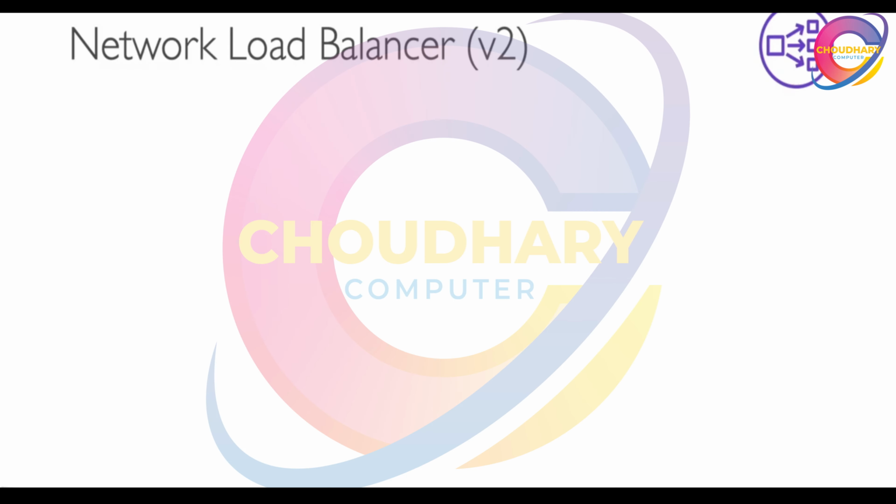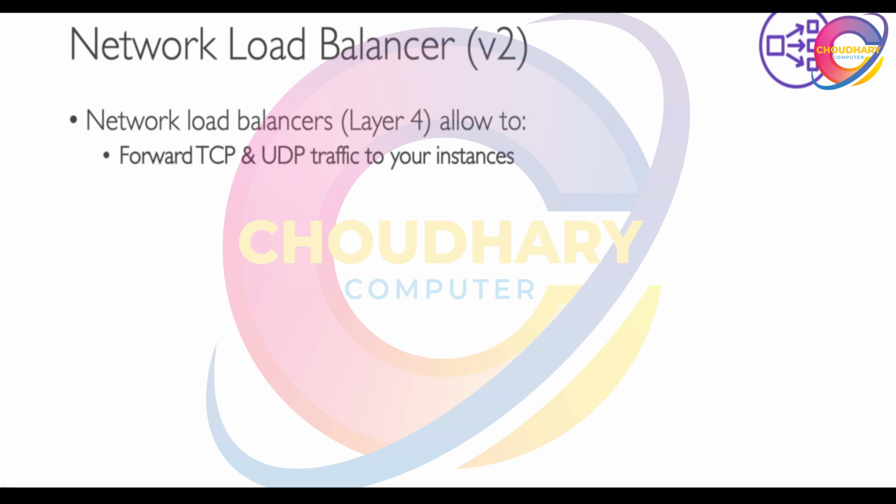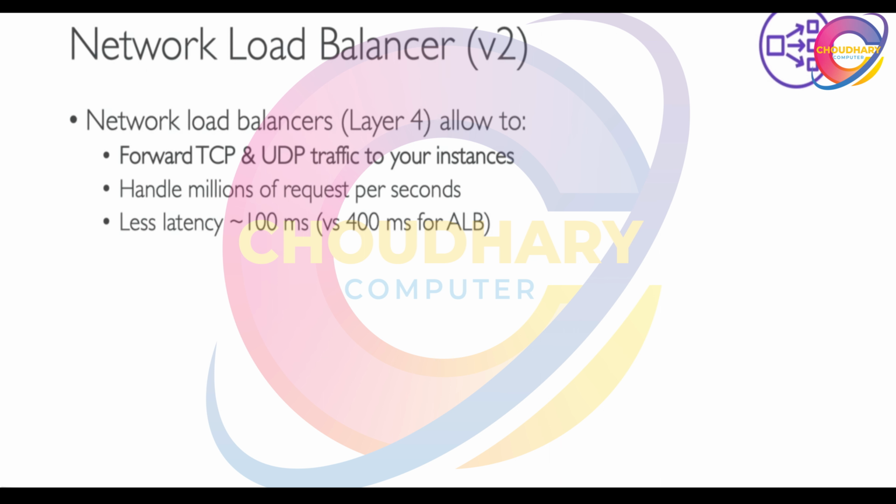Let's get into the last load balancer, which is network load balancers. And they're layer 4 load balancers. That means that they allow you to forward TCP or UDP based traffic to your instances. So it's lower level. It allows you to handle millions of requests per second, so they're extremely high performance, and the latency is a lot less than for the ALB.